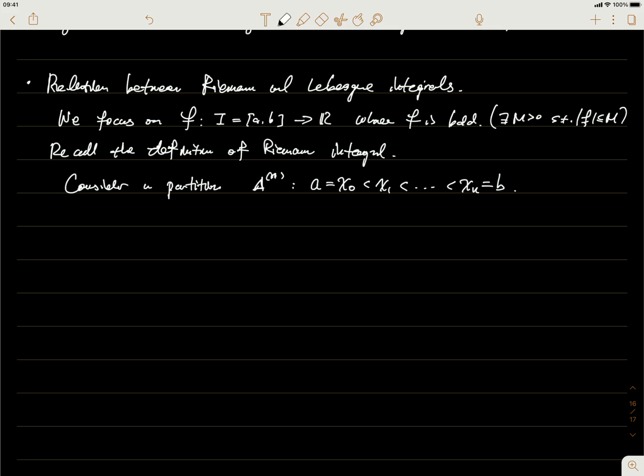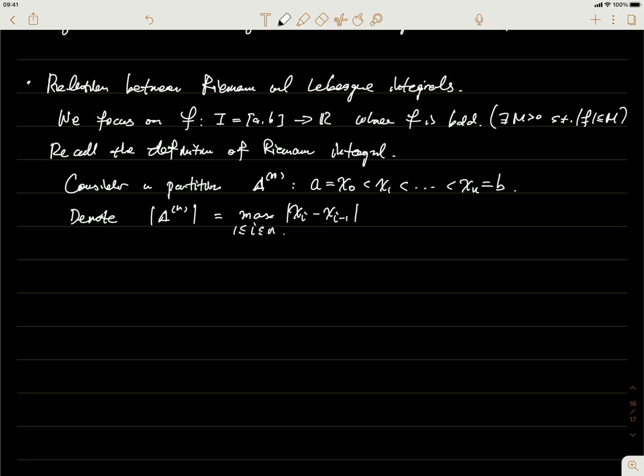And we denote the absolute value of this, which means the maximum length of the segments. So it's the maximum of xi minus xi minus 1 for i from 1 to n. So it's just the length of the largest subinterval here.